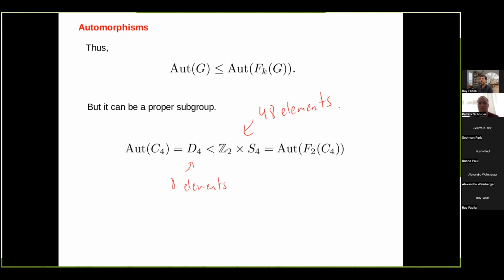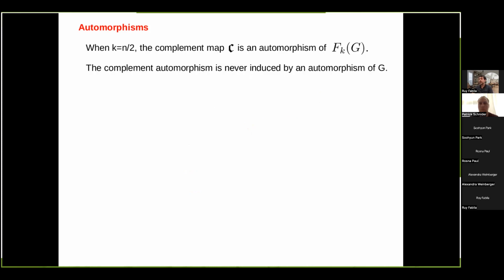In a small example, the automorphism group of the fourth cycle is the dihedral group of 8 elements, and the automorphism group of the token graph, recall that it's K_{2,4}, is C2 times the symmetric group of order 4. So it has 48 elements. So it can be quite a bit larger. And now we have an answer to that. But before that, let me.